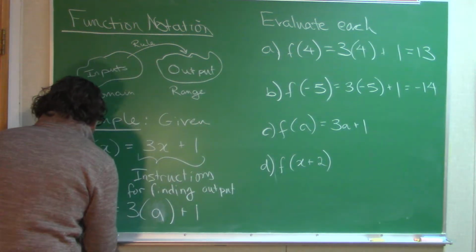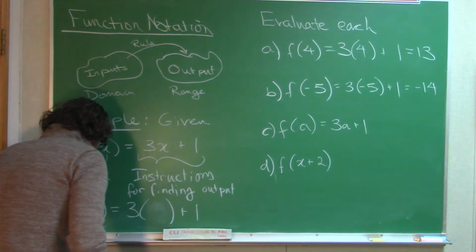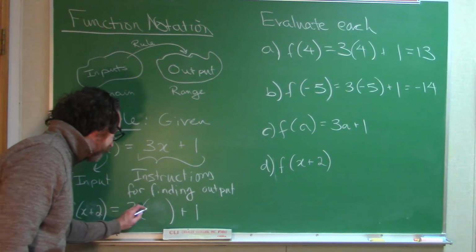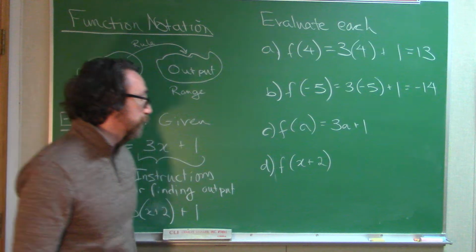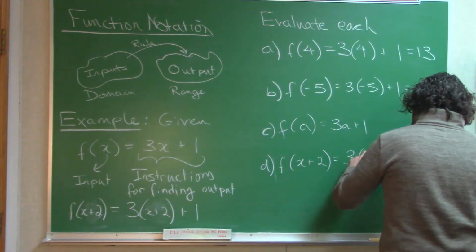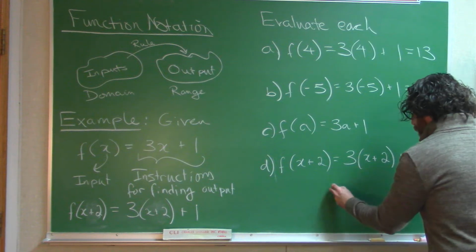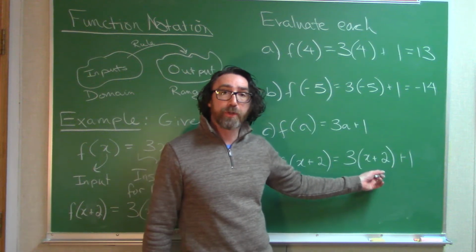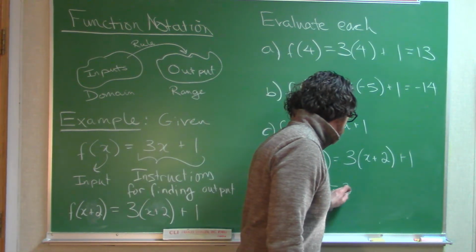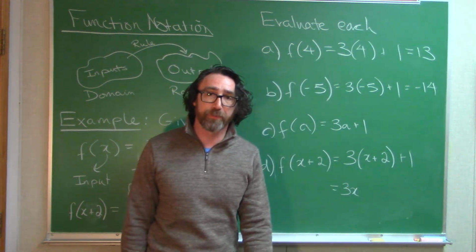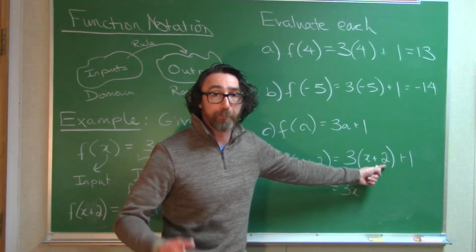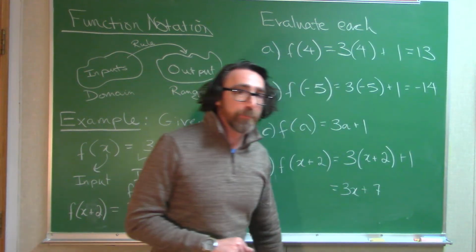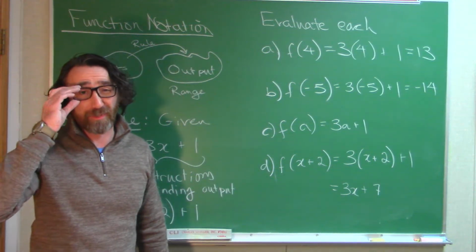Let's look at that last one, f of x plus 2. Well, we just follow the scheme. If I put an x plus 2 in the parentheses on the left, I have to put an x plus 2 in the blank on the right. So 3 times x plus 2, plus 1. Here I can do a little bit of algebra. I can distribute the 3 to both of the terms in the parentheses there. So 3 times x, 3 times 2 would be 6. Now the parentheses are gone, plus the 1, so that can be simplified to 3x plus 7.